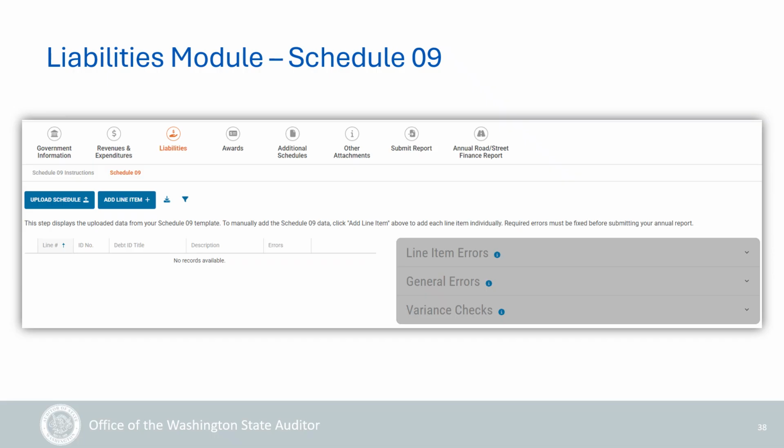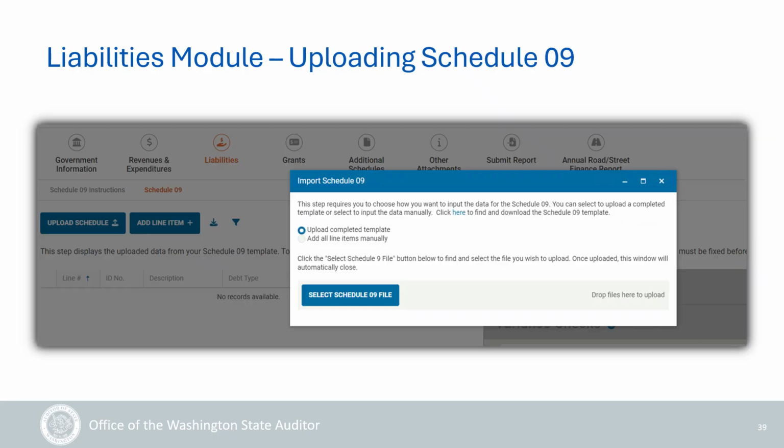Just like Schedule O1, there are two methods for importing this data. You can choose to upload a completed template or manually add the data. When you first get to the Schedule O9 step, this pop-up window will automatically open for you to select how you want to import the data. If you only have a few line items of data, it may be easier to add the line items manually. But if you prefer to use the template, we do provide a link to the templates page here.